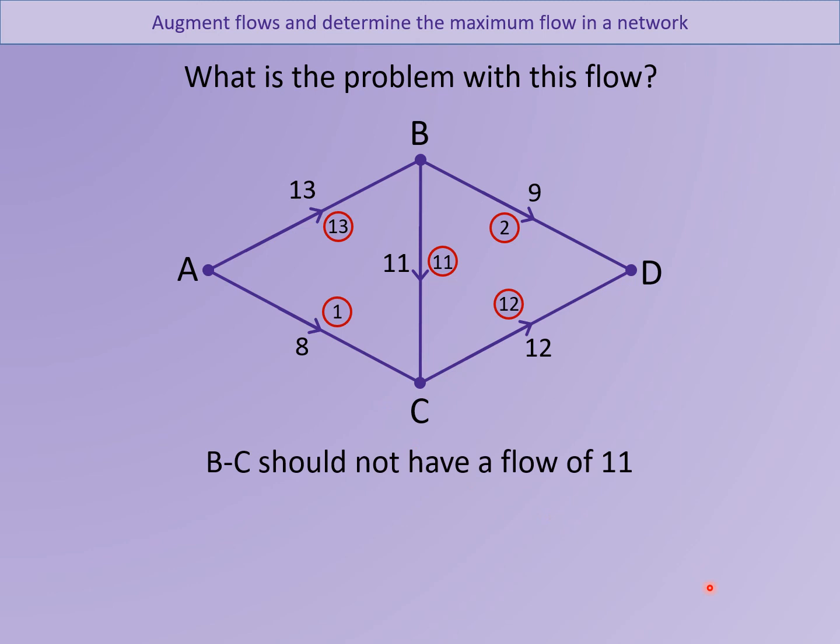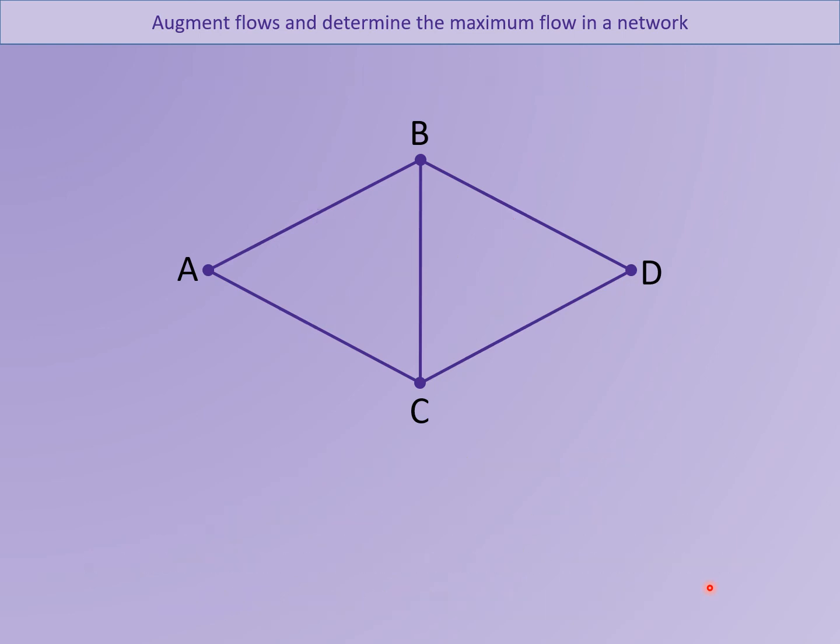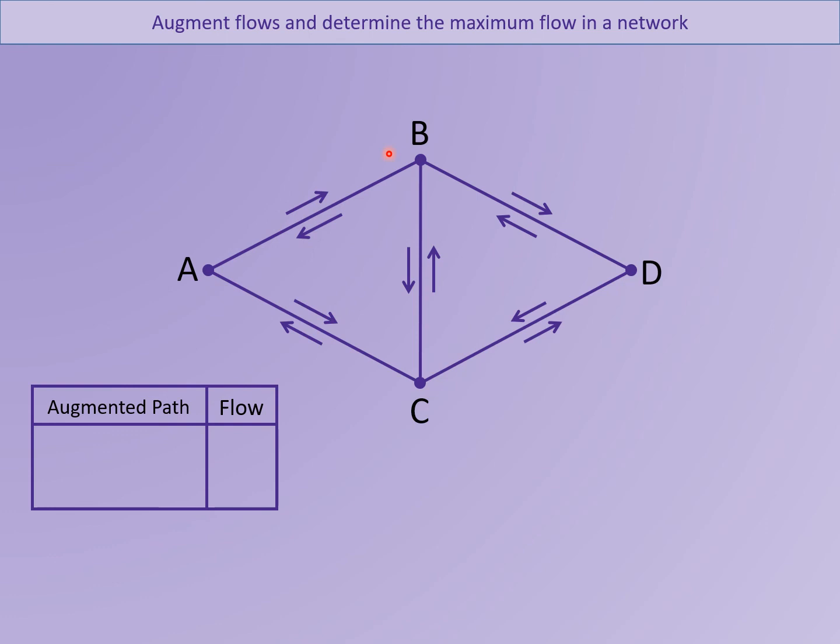Well, yes, that's what I just said. It should not have a flow of 11. You can decrease that as much as possible. But if we just take the flow augmentation algorithm and have a look, it's a bit of a simpler version. So there's our initial network. There is us amending our network ready to use the flow augmentation algorithm. Now, from the previous one, we can put on our initial flow.